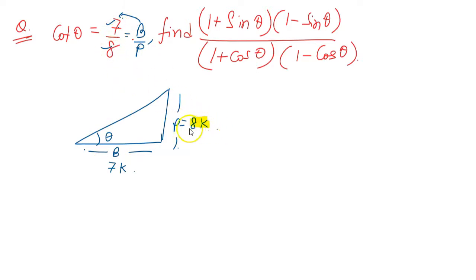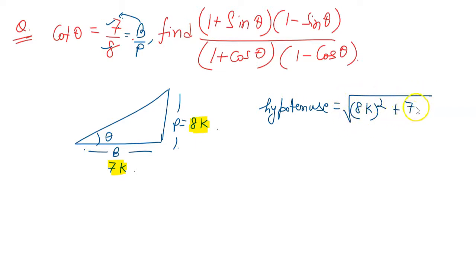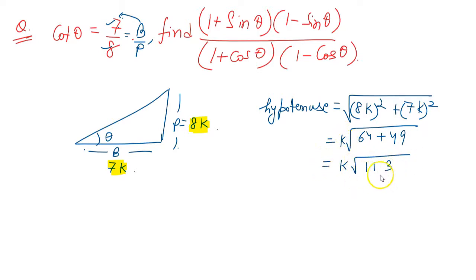So we have perpendicular and we have base. Now we need to figure out the hypotenuse. So again, how can we find hypotenuse? Again, I'll use Pythagoras theorem. So root of 8k whole square plus 7k whole square, and this will come out to be root 64 plus 49, and k will come out. We'll get k root 113.